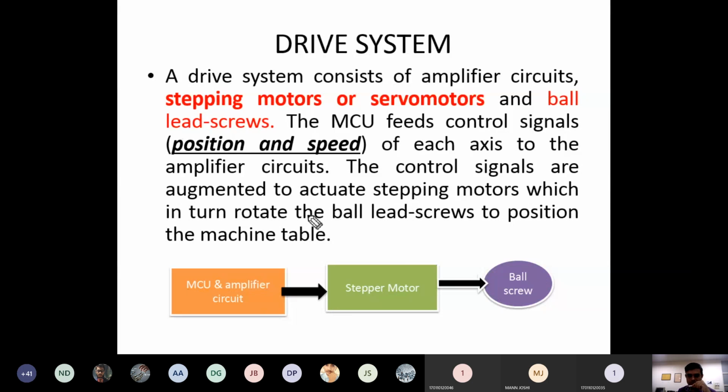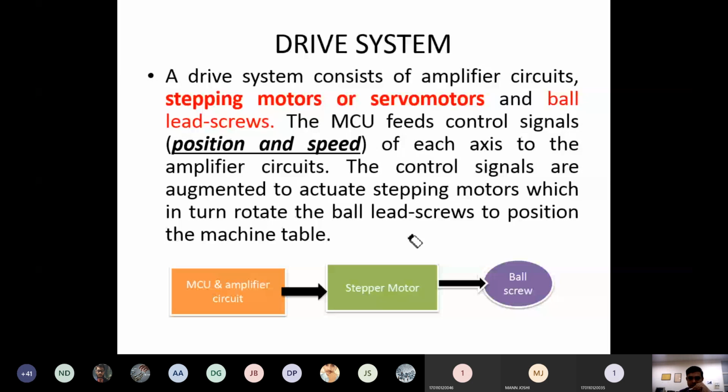So the control signal, that means here we are not getting the feedback. When we are using the stepper motor, there is no feedback. The stepper motor is very simple. Whatever position is given, we get that position, but we are not getting the feedback. So what is the position of the X, Y and Z axis? We are not getting it. That is the limitation of the stepper motor. And here it is connected with the amplifier circuits, and that circuit is given in an MCU. I hope we are clear about that.